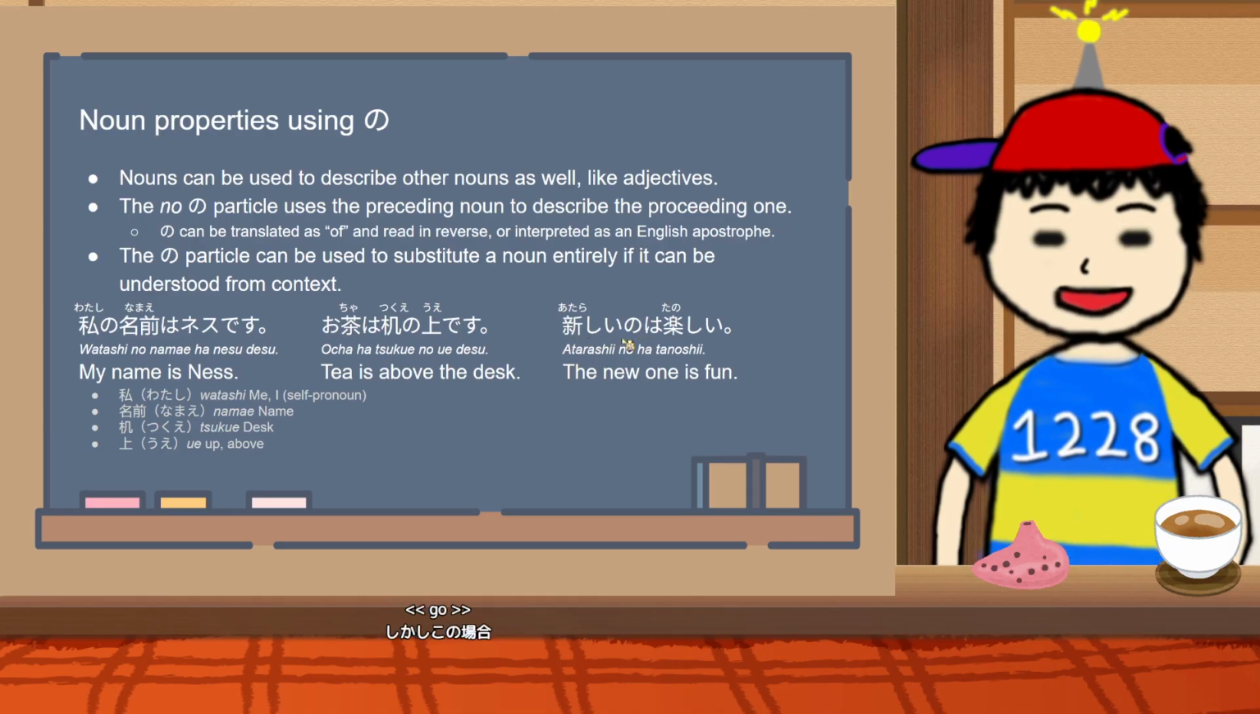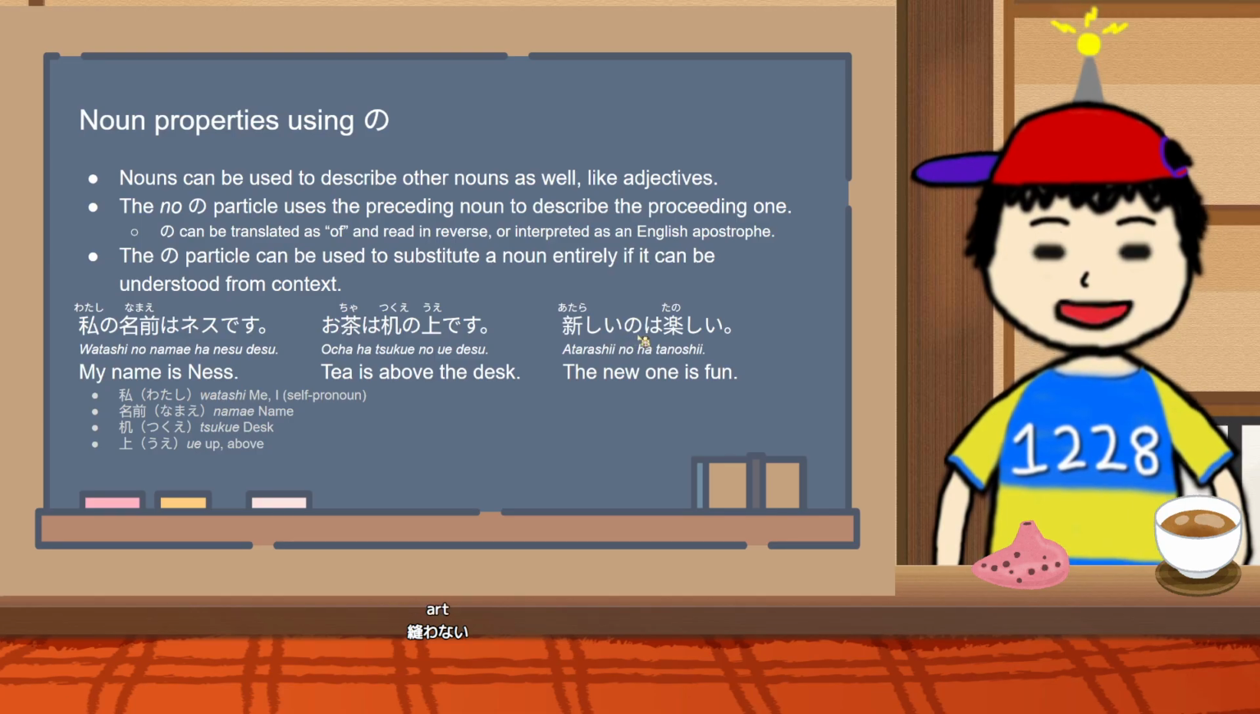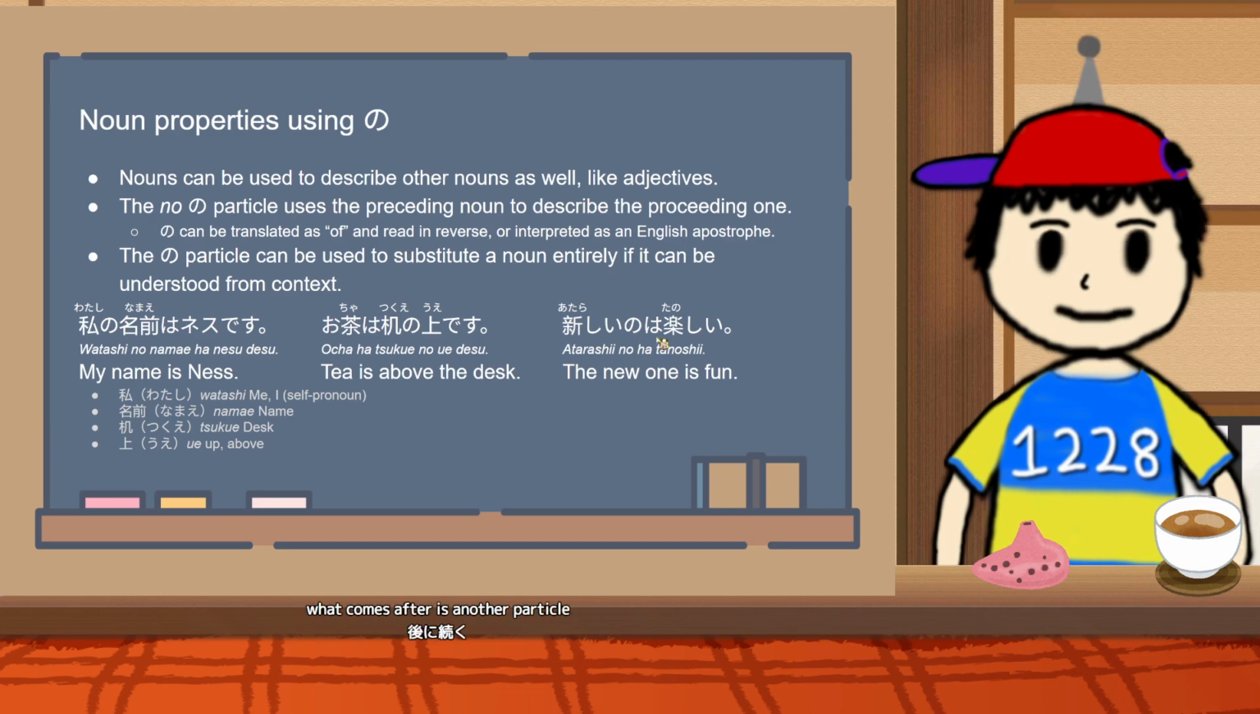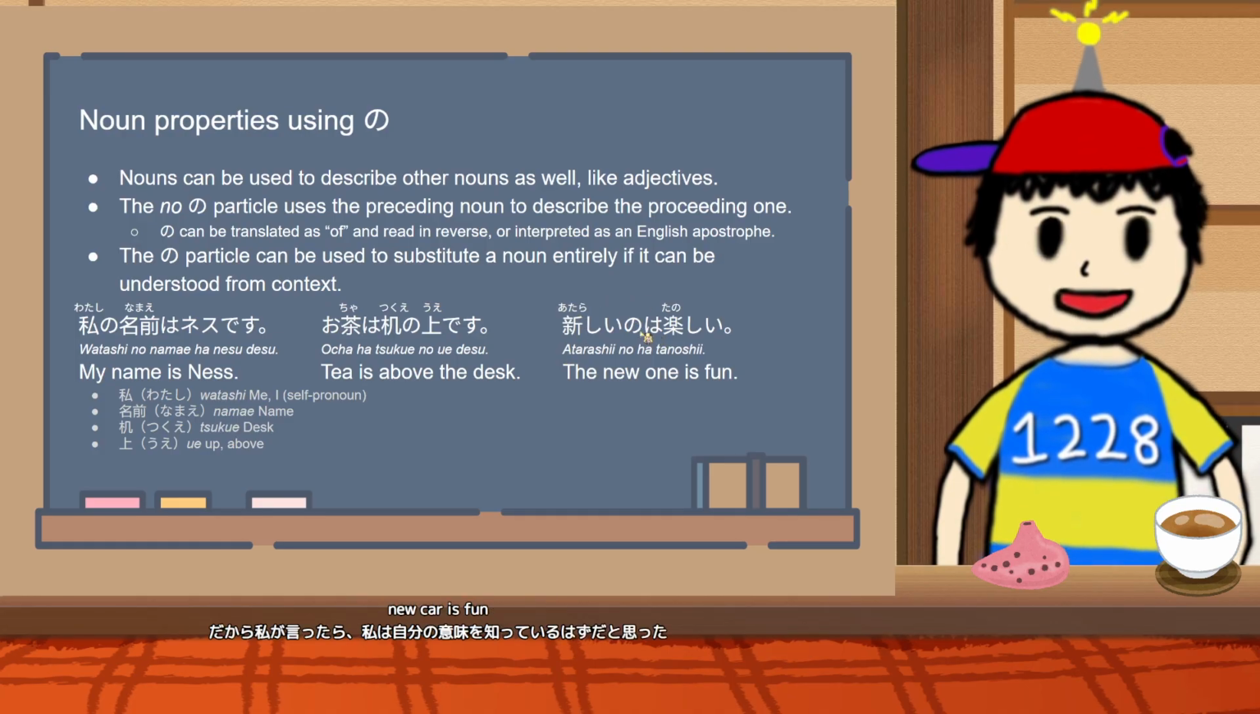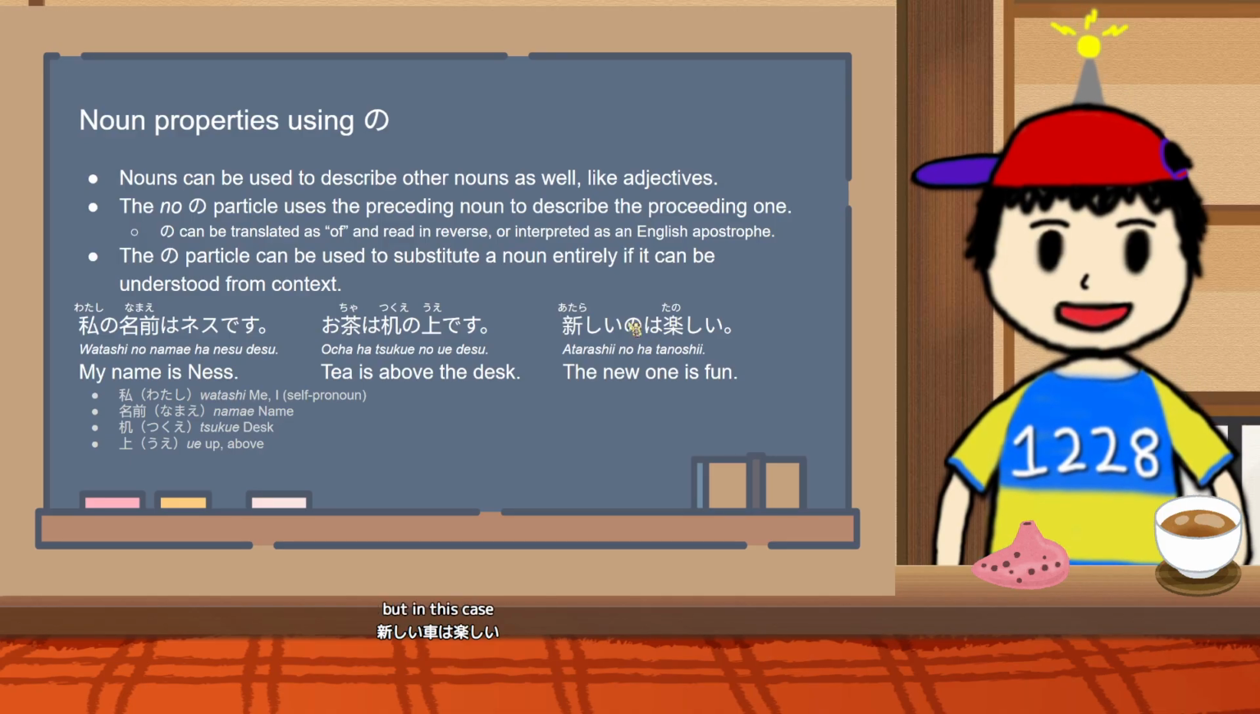Atarashi, new, no. So new something. Okay. We have the no particle. Let's see what comes after. Oh. What comes after is another particle. What that means is that this no is being used to refer to something that would have been between here, but we're leaving out. So, if I said, Atarashi no kuruma wa tanoshi, kuruma meaning car, the new car is fun. But in this case, the word is gone.